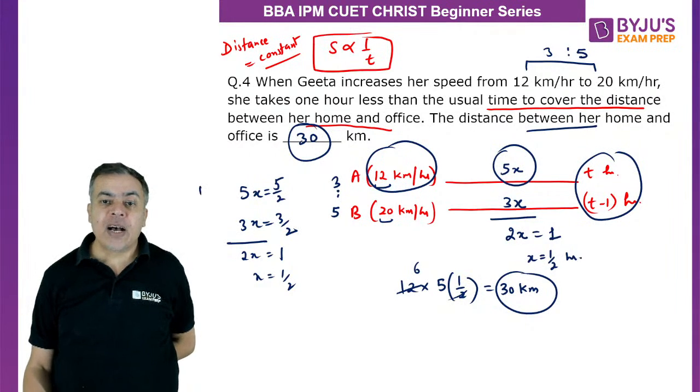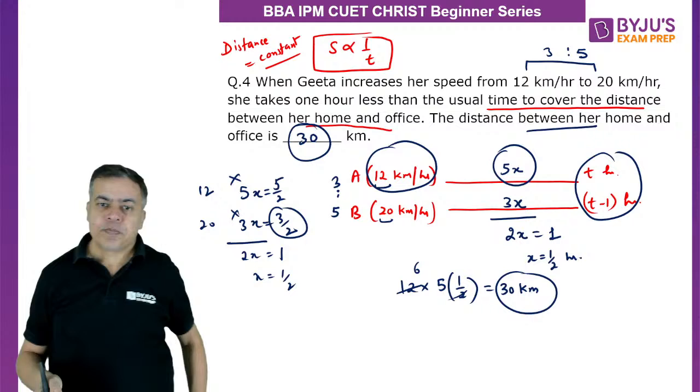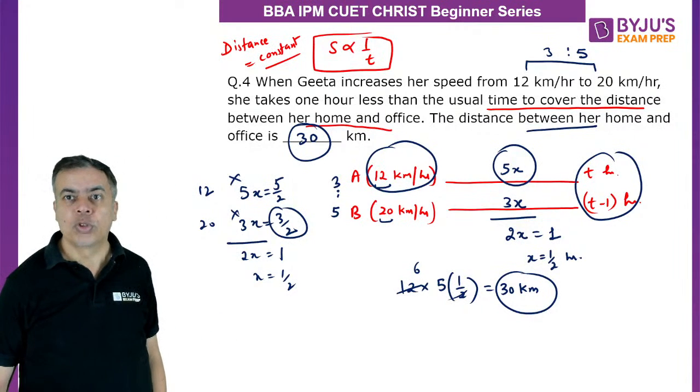Here the speed was 12. Here the speed was 20. You can write 12 into 5/2 or 20 into 3/2. Both ways you will get 30 kilometers, the correct answer. Okay, so let's move to the next one.